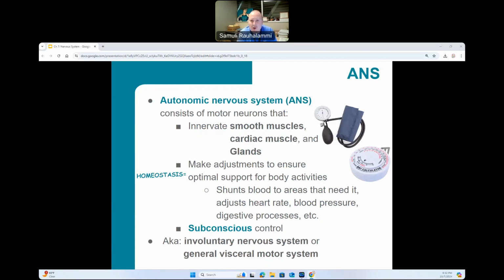This is a motor subdivision of the peripheral nervous system, so our PNS, and consists only of motor neurons. And this system controls the body automatically, so therefore it is known as the involuntary nervous system. It really regulates cardiac and smooth muscles and also glands.